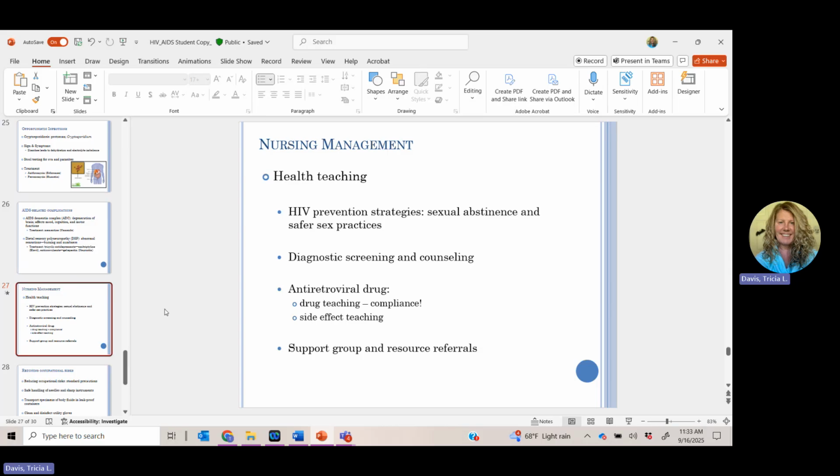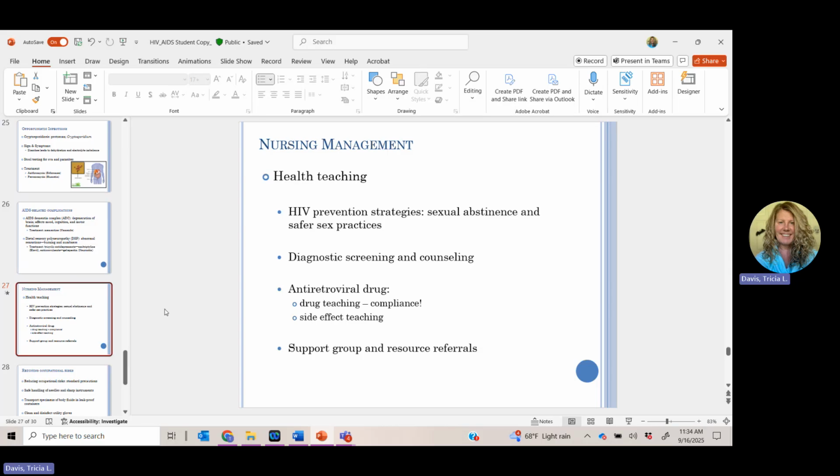So nursing management, what do we want to do? We definitely need to educate our patients about HIV prevention strategies. Again, we talked about a lot of them, but definitely safe sex practices or sexual abstinence, definitely diagnostic screenings if someone thinks that they've been in a situation and they might have developed AIDS, recommending those diagnostic tests, counseling. There's a lot of counseling and a lot of community resources.